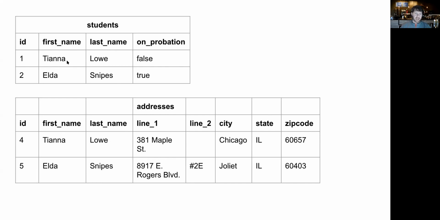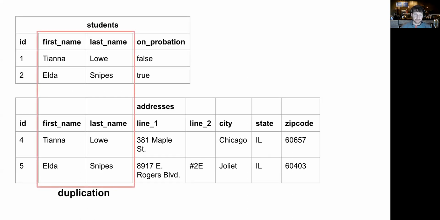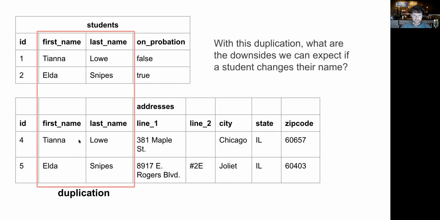Because what if Tiana changes her first name and it updates in this table, but for whatever reason, it doesn't update in the addresses table? That's not good. It just leads to errors in your application. So there's a duplication right there, and we want to get rid of the first name and last name in the addresses table. With this duplication, what are the downsides we can expect if a student changes their name? Again, it might change in the students table, but it might not change in the addresses table.